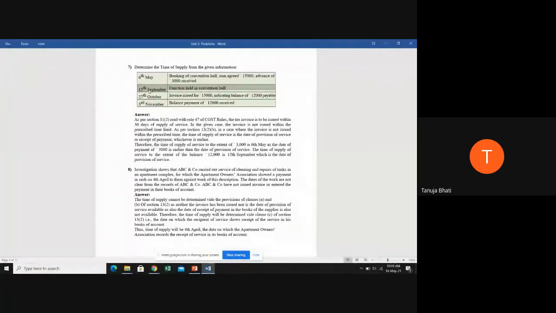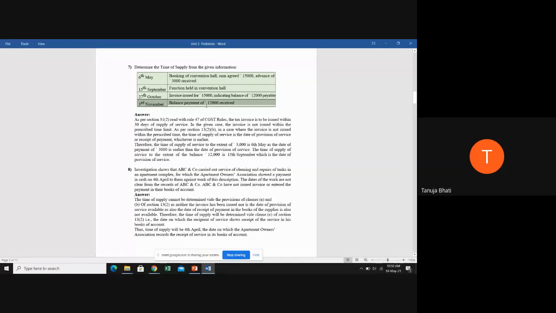So tell me, students, is the invoice issued as per the prescribed time? Yes or no? No, ma'am. The invoice had to be issued on 15th. So if it is no, that means we need to see which provision. We need to see section 13 subsection 2 clause B, which says that if the invoice is not issued within the prescribed time, then the time of supply will be the date of provision of service or the date of receipt of payment, whichever is earlier.